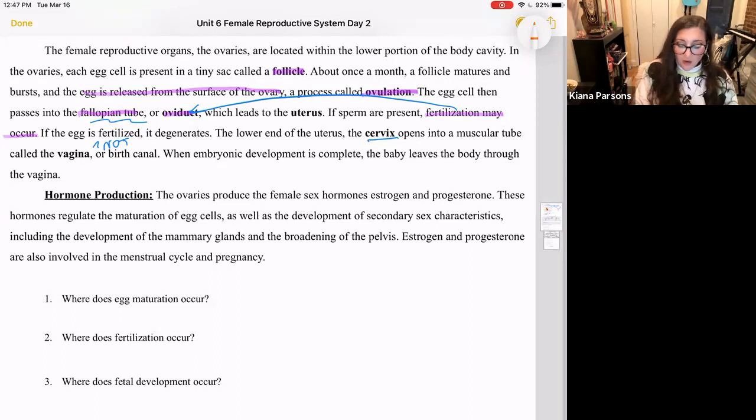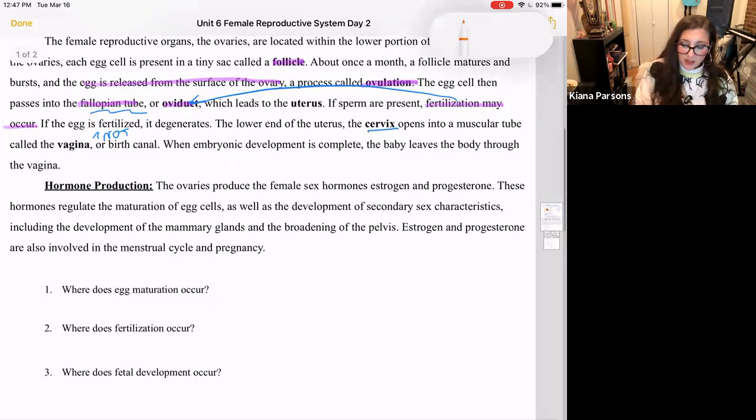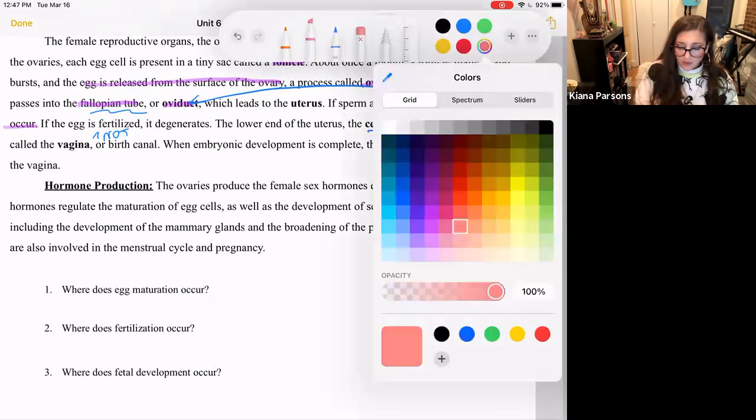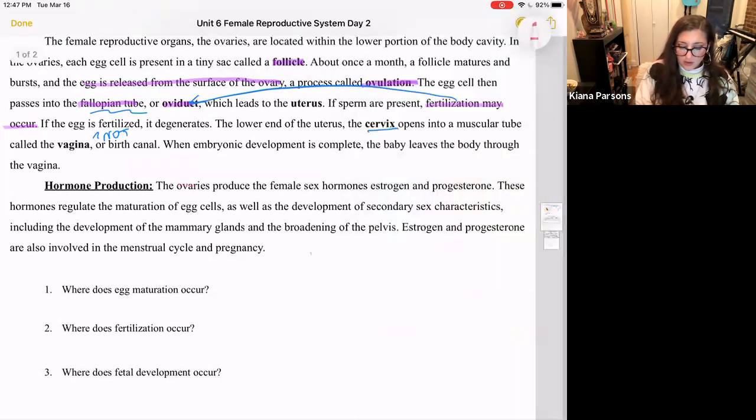Hormone production. The ovaries produce the female sex hormones, estrogen and progesterone. These hormones regulate the maturation of egg cells, as well as the development of secondary sex characteristics, including the development of the mammary glands and the broadening of the pelvis. So the mammary glands are the breasts, specifically the parts of the breast that produce milk to nourish the baby.